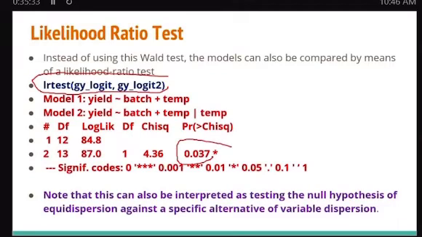So the null hypothesis is going to say equal expansion. The alternative is going to say unequal expansion. Does that make sense? Unequal expansion is heteroscedasticity. Does that make sense?